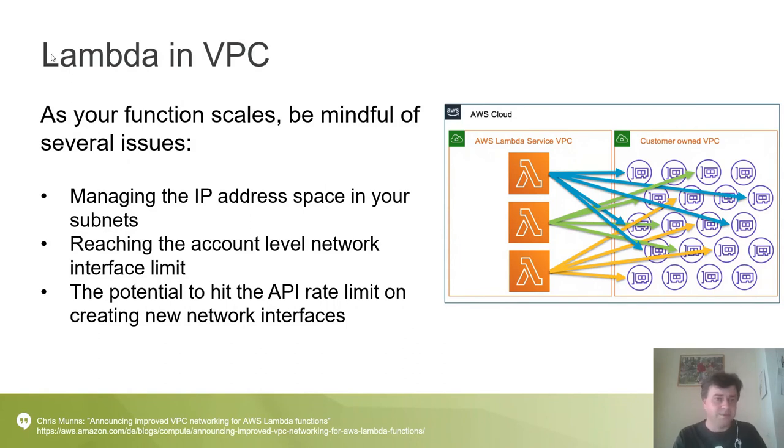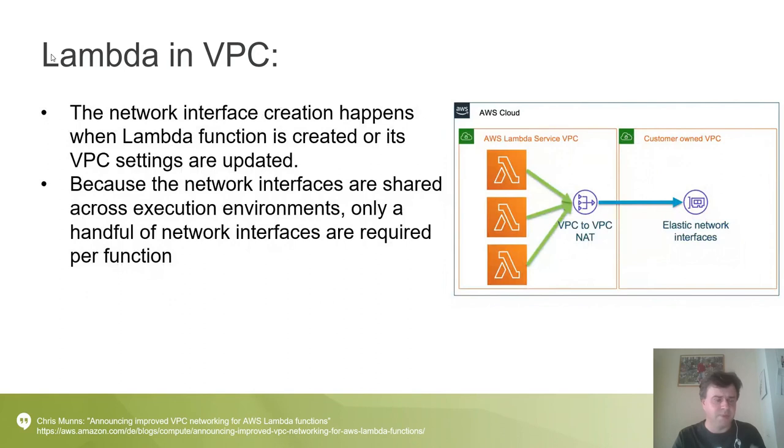And last year, AWS released an update so that the network interface will only be created when Lambda is created. So when you create or update a Lambda or its VPC setting for the first time, then this network interface will be created, and it reduces the cold start really massively from 10 seconds to under 1 second. And this improvement is in all the regions and all availability zones. So it's currently possible to use Lambda with services behind a virtual private network.